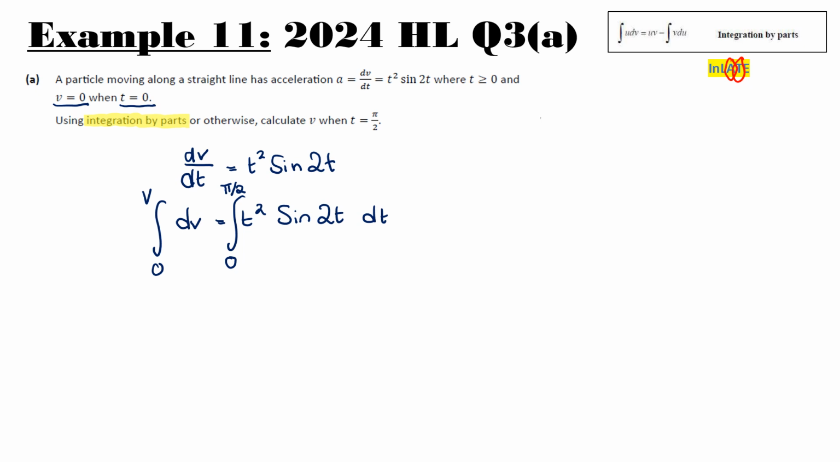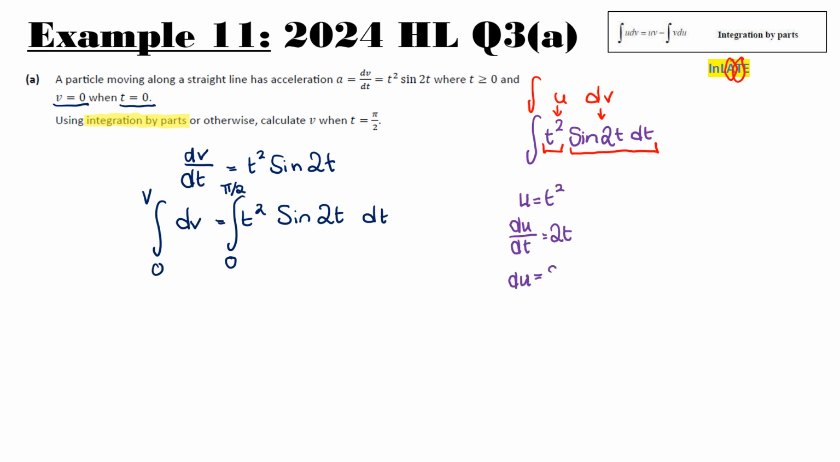So I'm going to bring these over. I'm going to leave my limits in the main question just for a second. Sine 2t dt. This is the integral of u dv. This is my u. This is my dv. So we have u equals t squared. So we differentiate that. du/dt is equal to 2t. So du is equal to 2t dt.